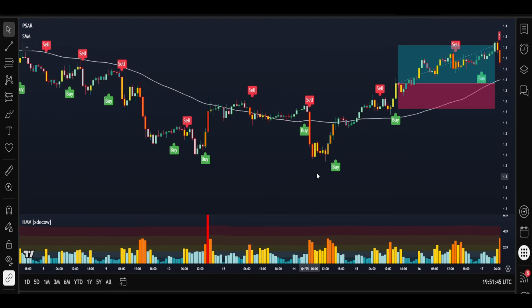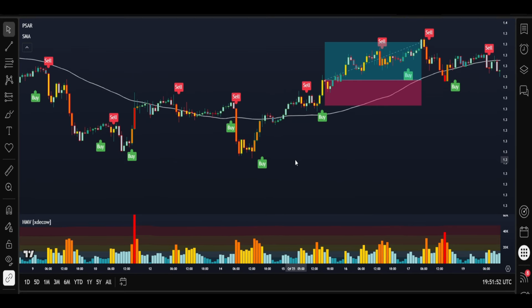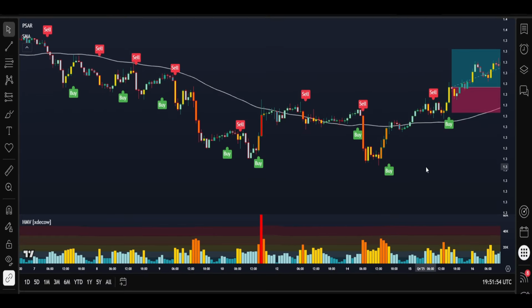Parabolic SAR is the entry switch. A buy label is a long trigger. A sell label is a short trigger. Trade the plan, not the impulse, and let consistency over 50 to 100 trades reveal the edge.